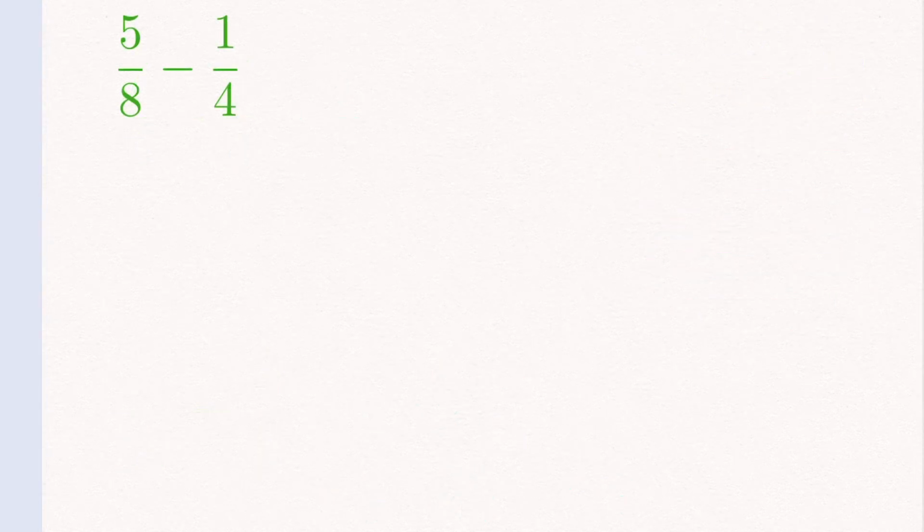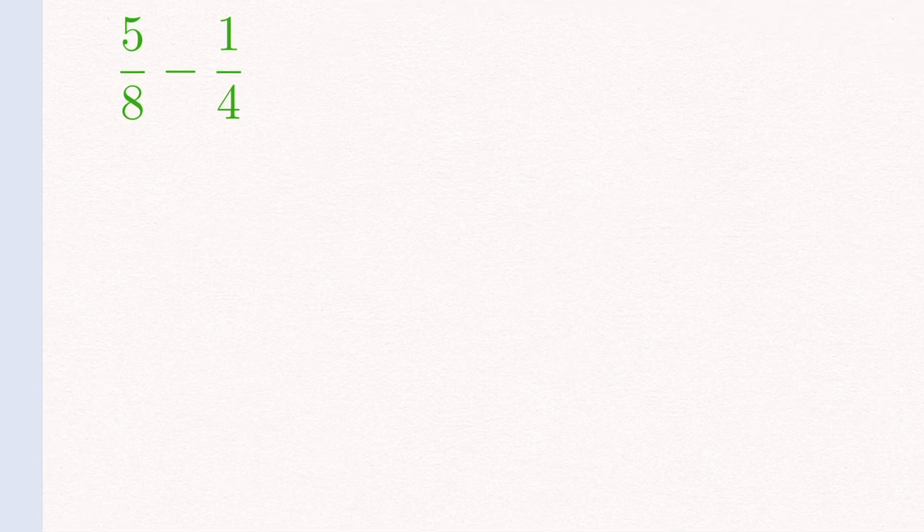Let's do some practice questions together. Here we have 5 over 8 minus 1 over 4. The denominators are not the same, and so it means we first need to convert the denominators so that they have the same number. We have denominators of 8 and 4. So we will first need to make them appear the same by listing the multiples and finding out what the common multiple between 8 and 4 is. That way we can get the common denominator.